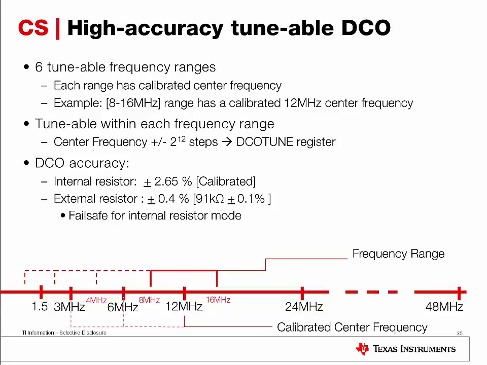Not only providing you with a tuning capability, the DCO on MSP432 also maintains high accuracy across temperature and voltage. Using the internal resistor, you can achieve around 2.65% accuracy. However, you do have the option to improve this accuracy all the way down to 0.04% using one external resistor of value 91 kilo ohms with 0.1% tolerance. With the help of the MSP432 DriverLib API, you can actually just use one API to tune your application to any frequency between 1.5 all the way to 48 megahertz.